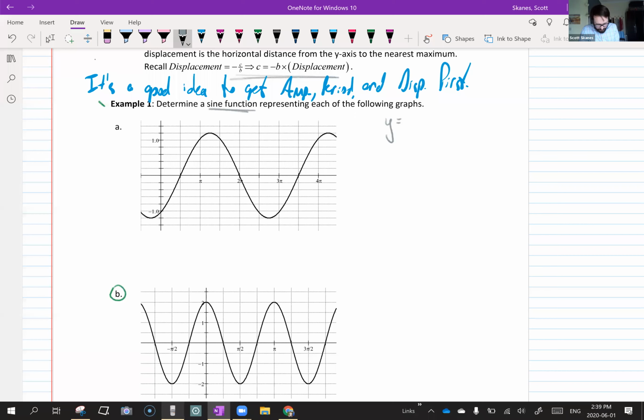So what we're trying to do is fill this out. It's a sine function, so use sine, don't use cosine, is what it's trying to say.